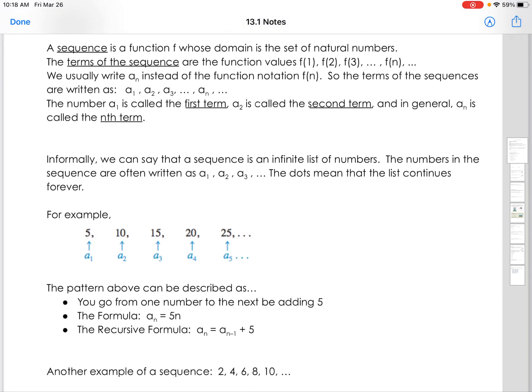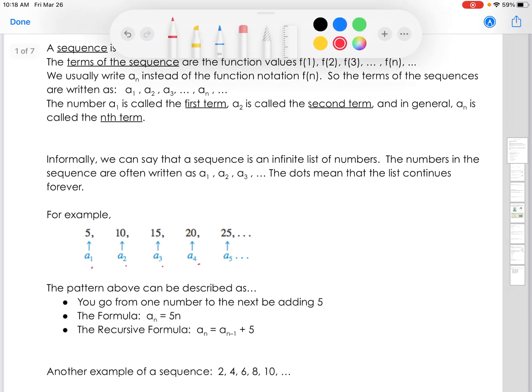Informally, we can say that a sequence is just an infinite list of numbers. The numbers in the sequence are often written, like I said, as a1, a2, a3, and the ... at the end just means it continues on. So for example, we could see the sequence 5, 10, 15, 20, 25. That's the first number, the second number, the third, the fourth, and the fifth. That's what those are really standing for.